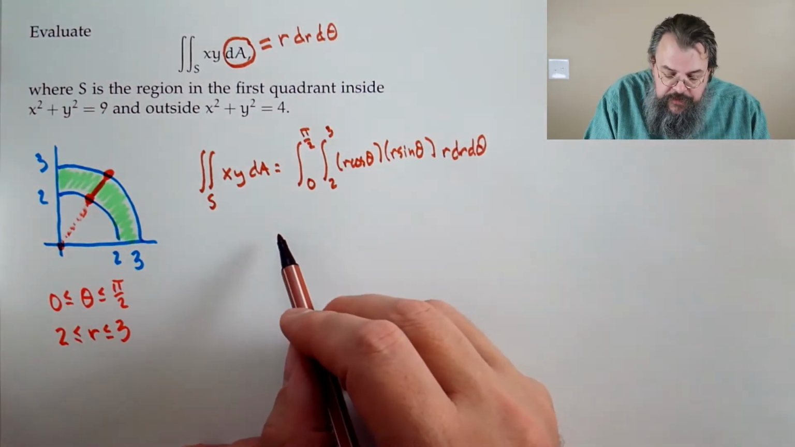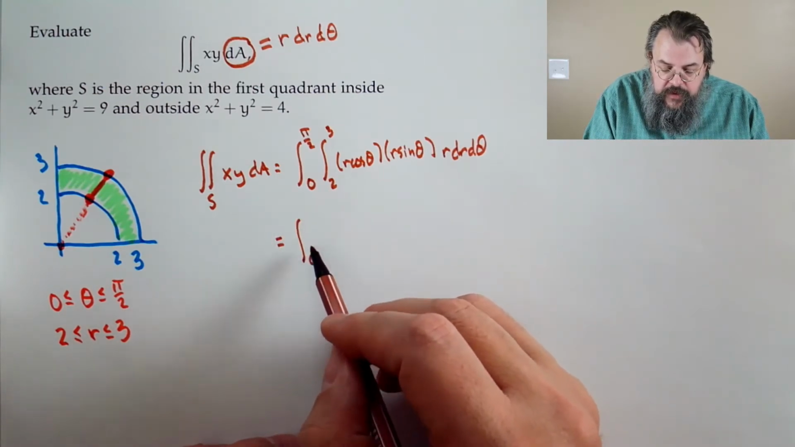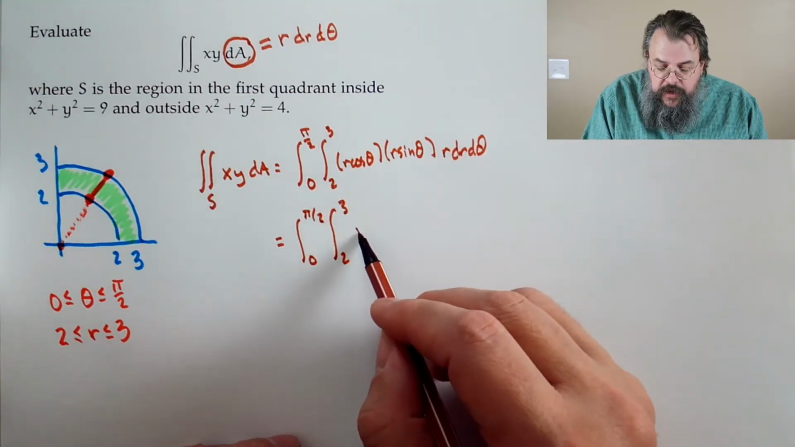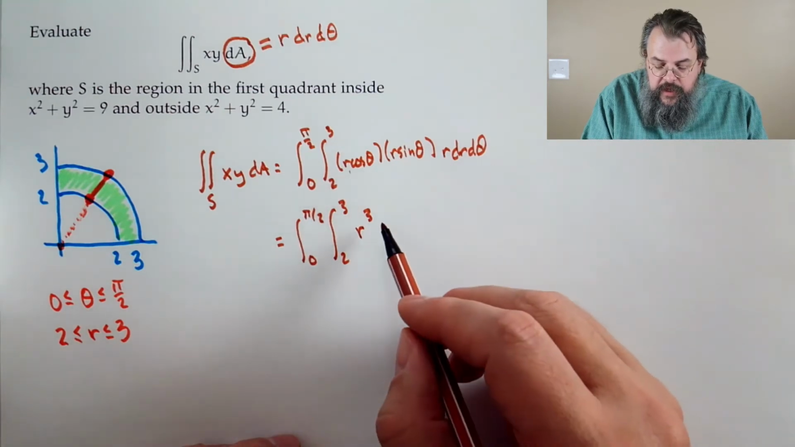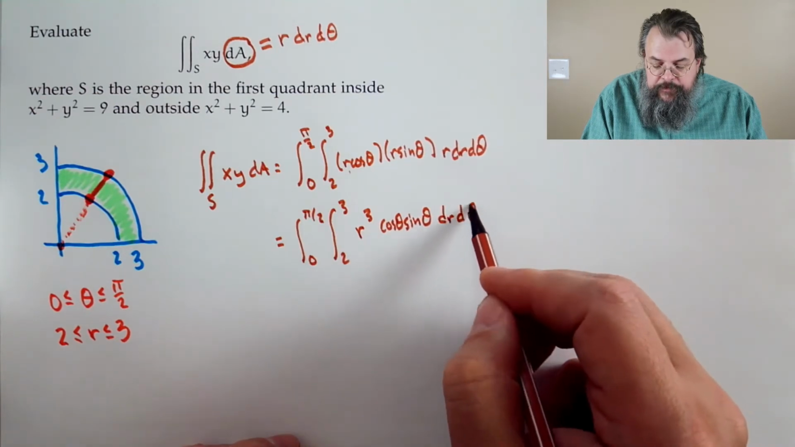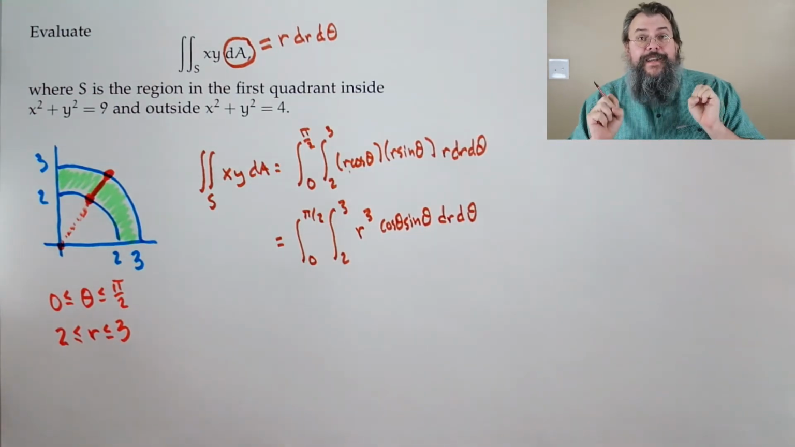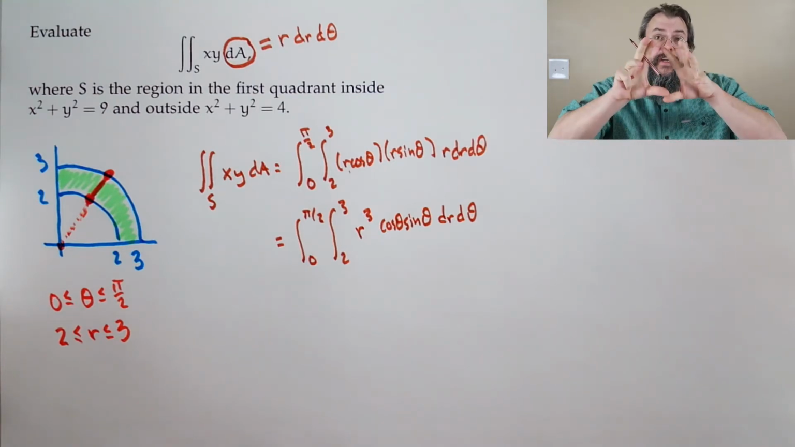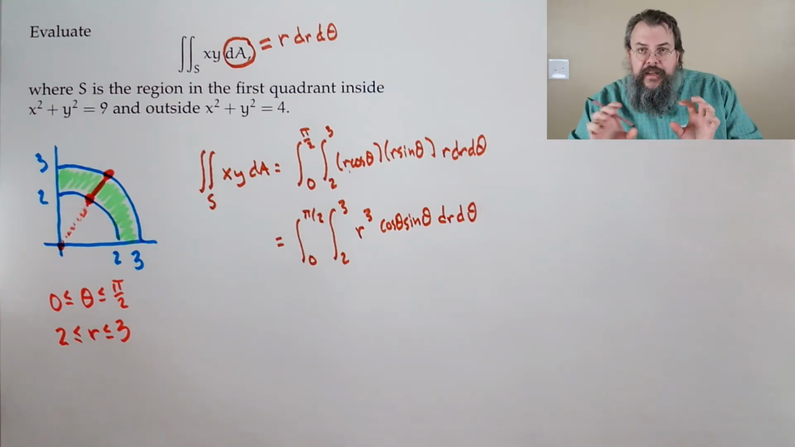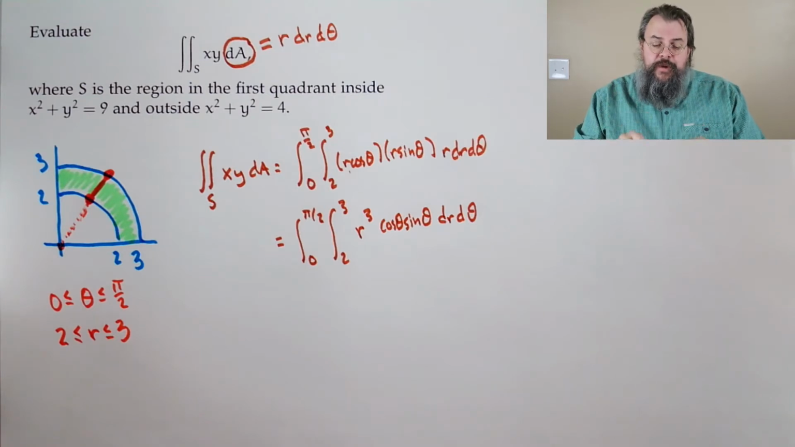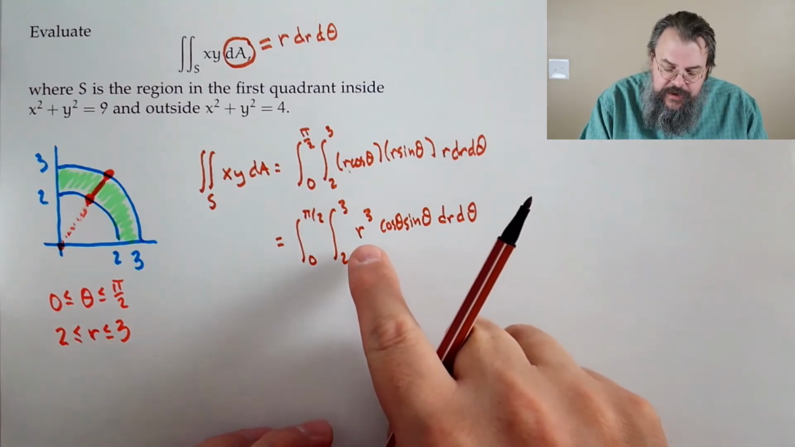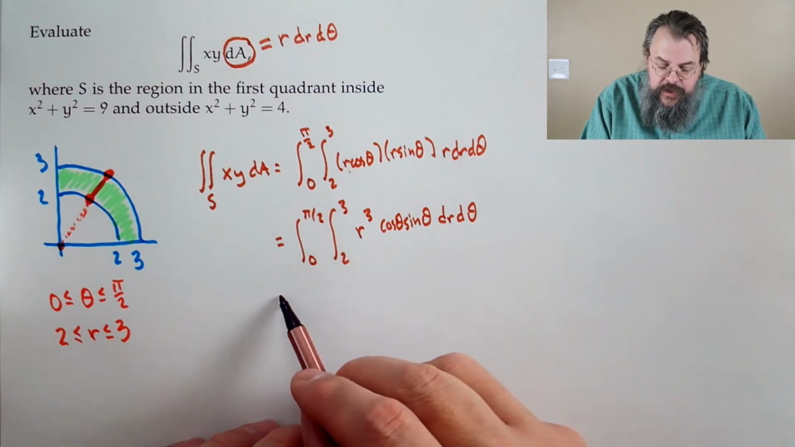Okay, so cleaning this up, we have the integral 0 to pi over 2, integral 2 to 3 of r cubed, because we have r times r times r, and then we have cosine theta, sine theta, and dr d theta. Now, this is a really nice, clean integral. It's the kind of integral you can actually separate. In other words, I can say, hey, I'm going to do the integral of dr and the integral of d theta at the same time, because our bounds are rectangles, in other words, numbers to numbers, and our function, we can say, look, function of r, function of theta. So we could do the following.